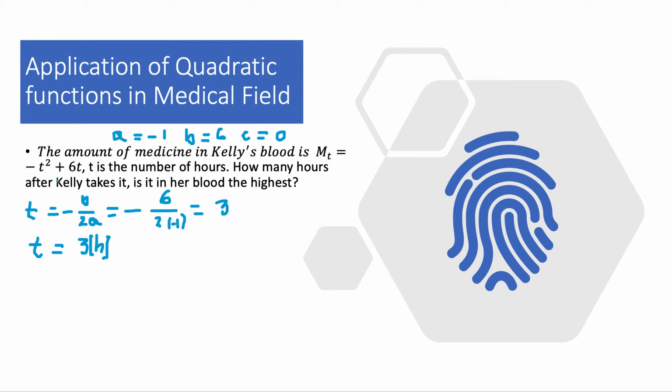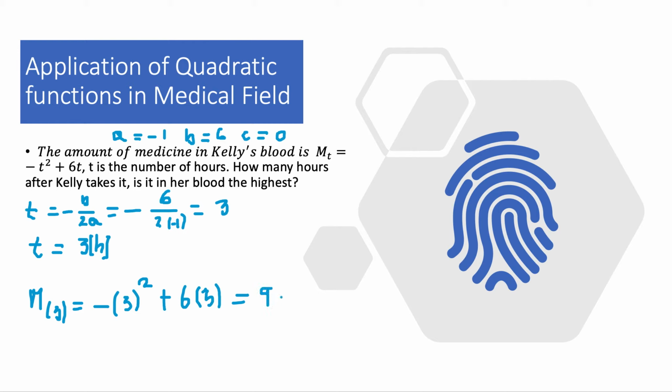We plug the 3 into the function, so here is M(3), because we already know it is 3 hours. Instead of the t, we plug in 3, so it is minus 3 squared, and here is plus 6 times 3. This is easy to calculate with a calculator, or we can do it right away. Minus 3 squared is minus 9, plus 3 times 6 is 18. 18 minus 9 is equal to 9.